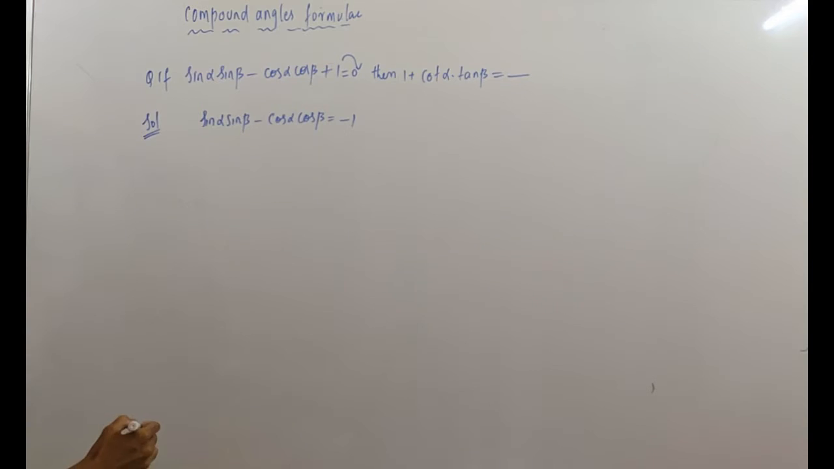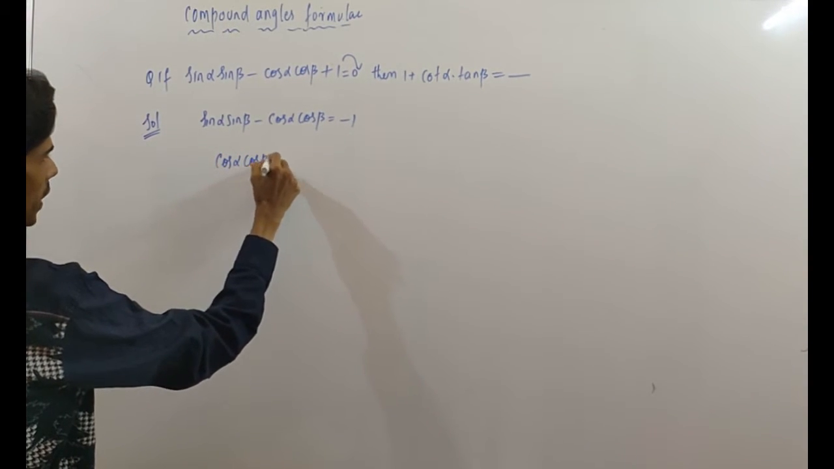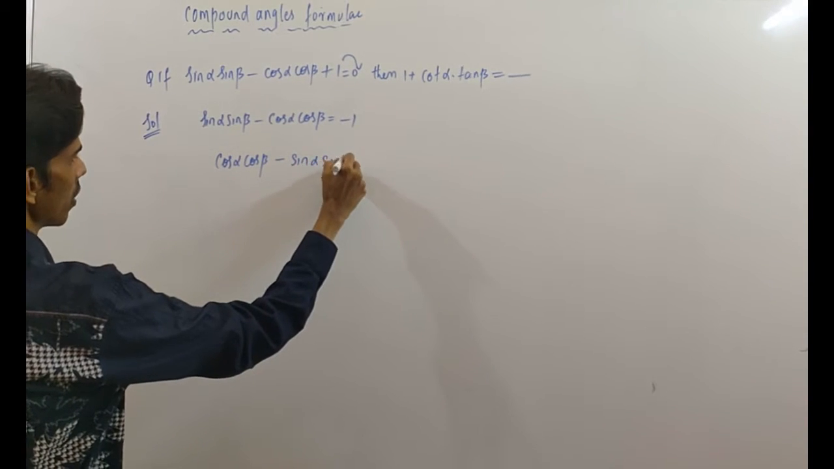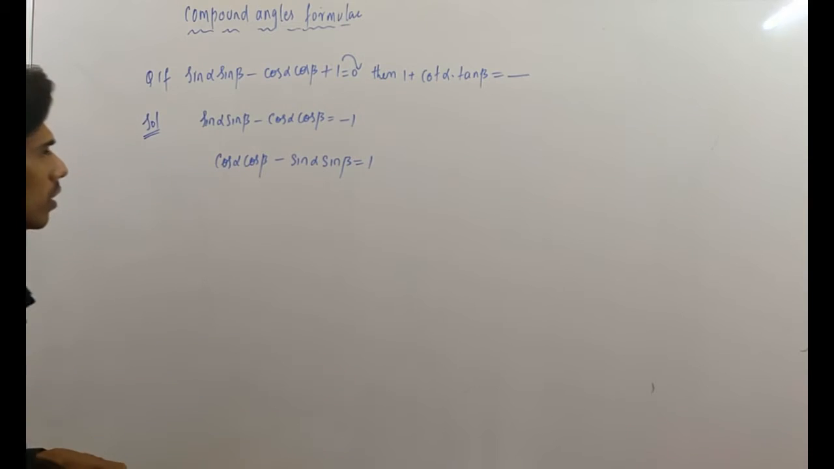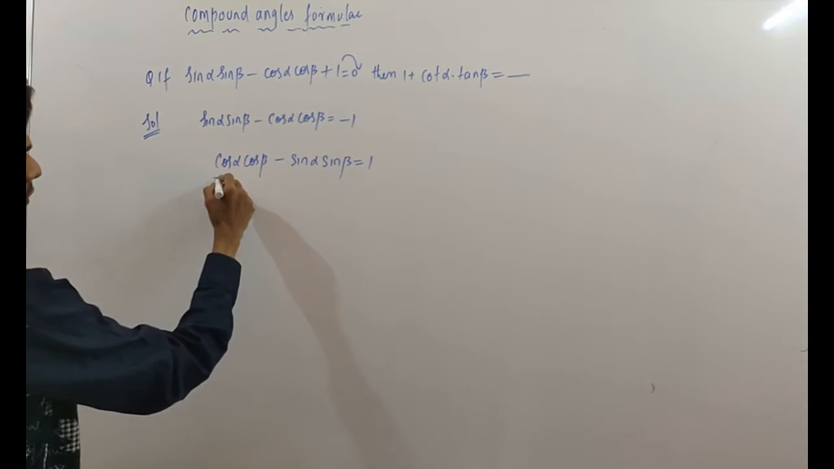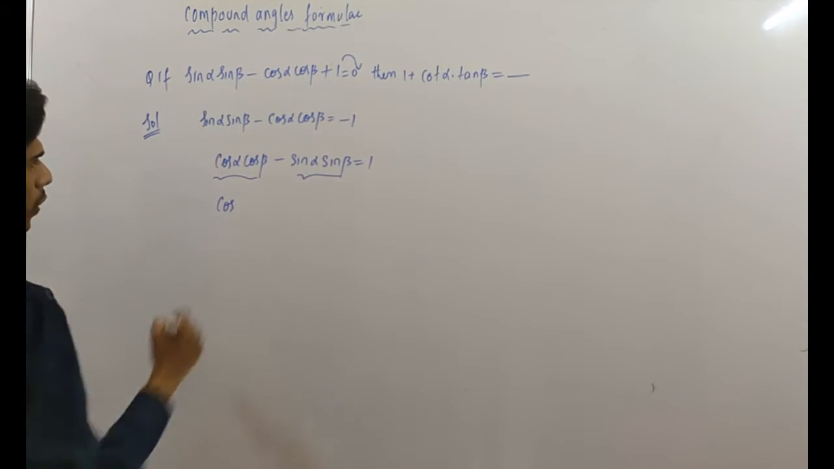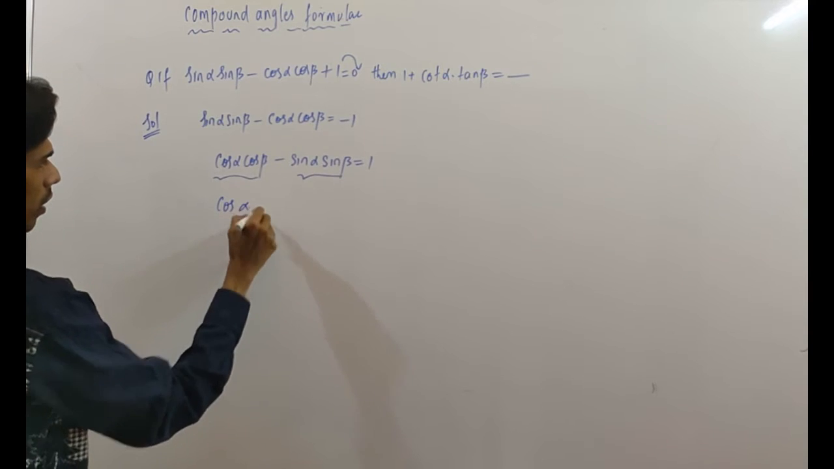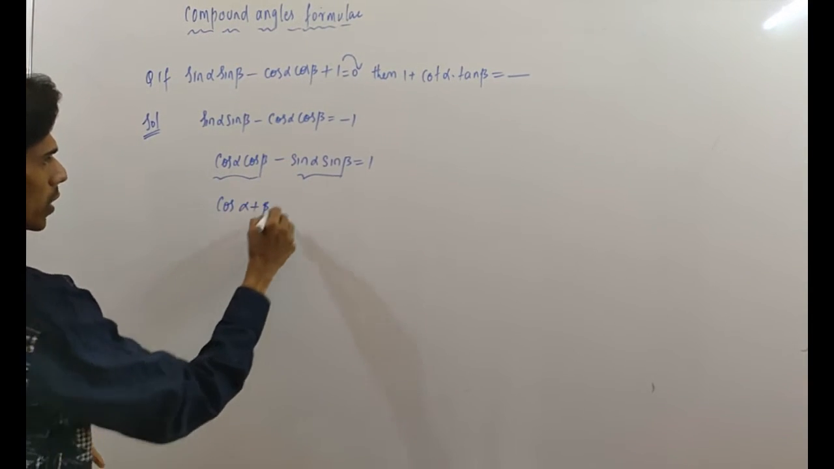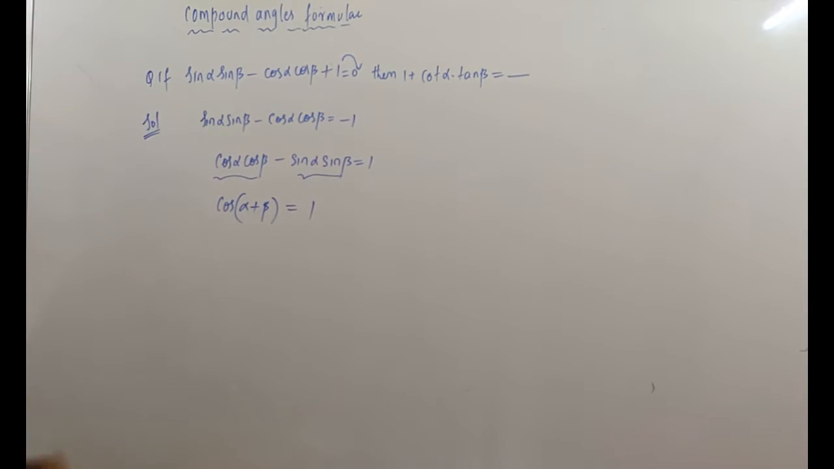Multiply both sides by minus 1, it will become cos alpha cos beta minus sin alpha sin beta is equal to 1. Just multiply by the minus sign, we will get this. Here we have cos cos and sin sin, so this can be converted to cos of alpha plus beta, since minus is there in the formula. Cos alpha plus beta is equal to 1. This is the formula for cos.